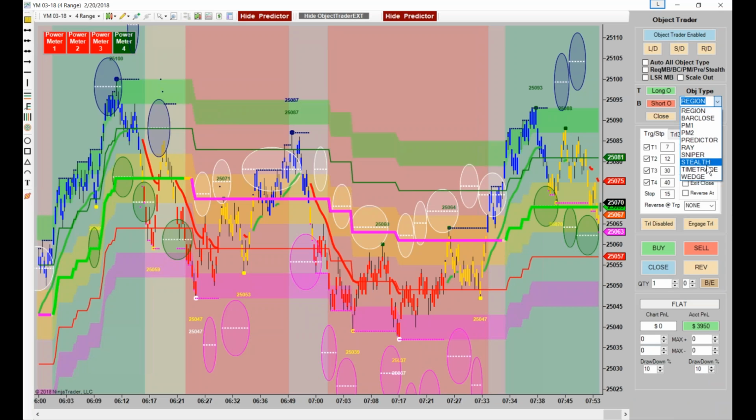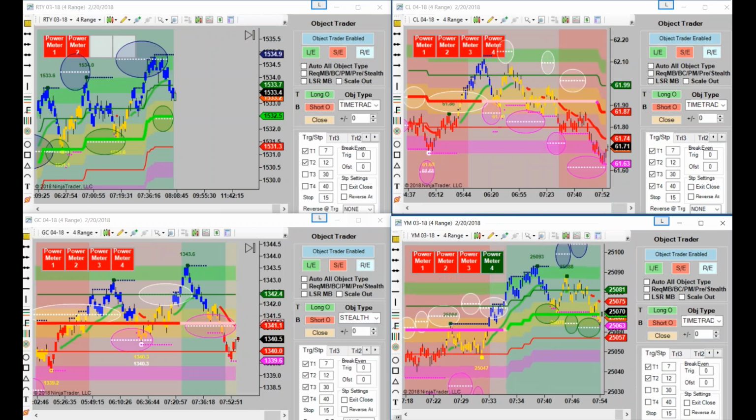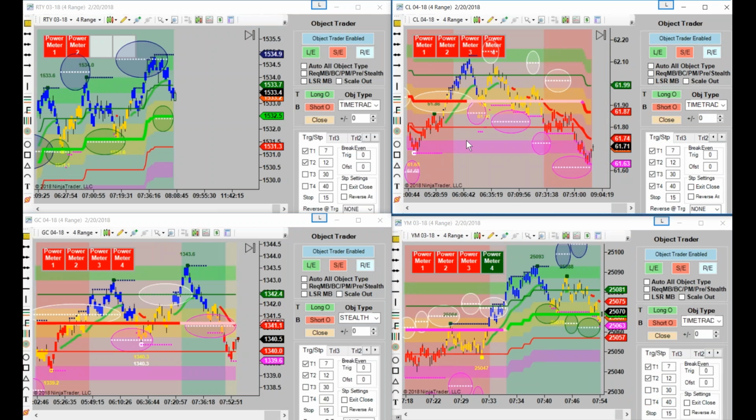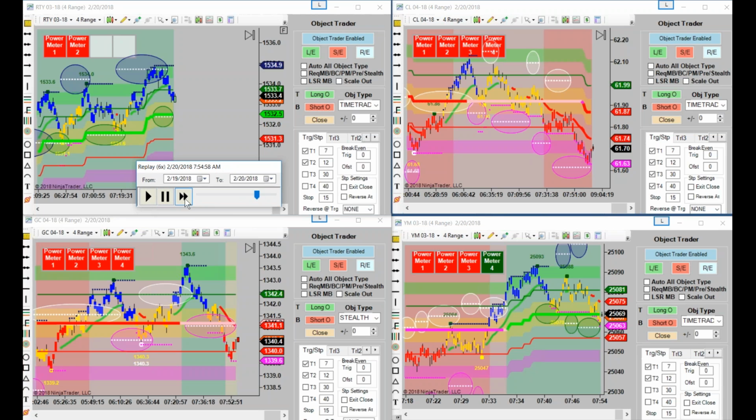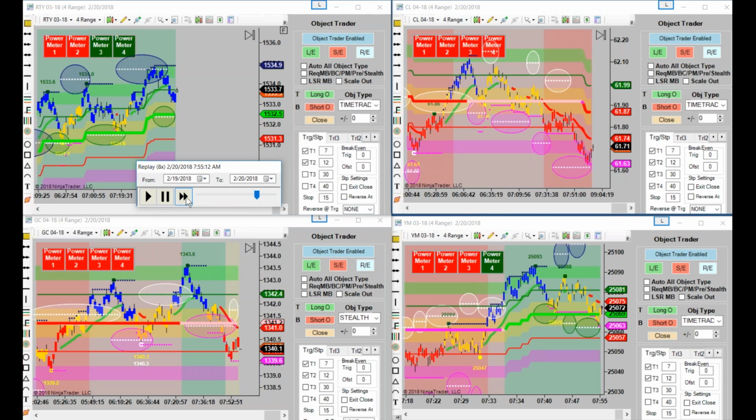Do Time Trade. Let's make sure we've got that one turned off, that one turned off, and that one turned off. And then you simply wait for Time Trader to do its thing. Okay, that's the way, for instance, Greg sets his up. Now what we're going to do is speed this up just a little bit.